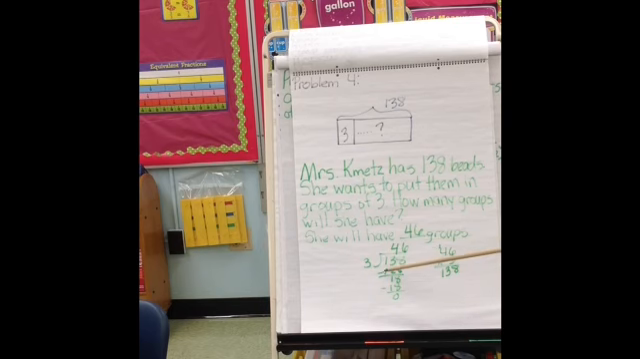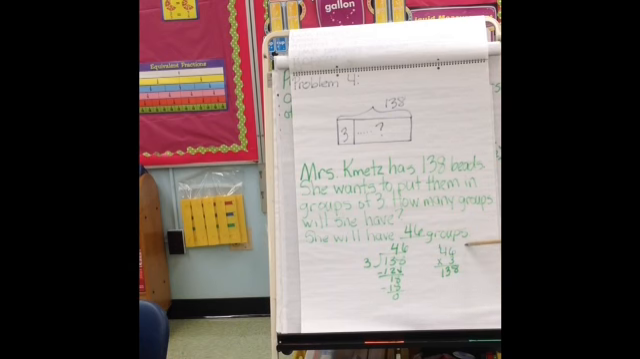So I set up the standard algorithm, 138 divided by 3. 1 divided by 3, you would get 0. 13 divided by 3, you would get 4. 4 times 3 is 12. I subtracted and got 1 left over. Brought down the 8. Now I have 18 divided by 3. 18 divided by 3 is 6. You put the 6 in the quotient. 6 times 3 is 18. Subtract, I have 0. 46 is my quotient.